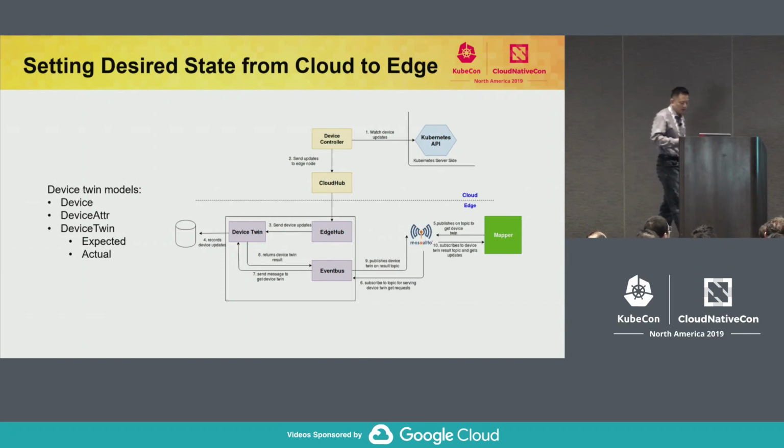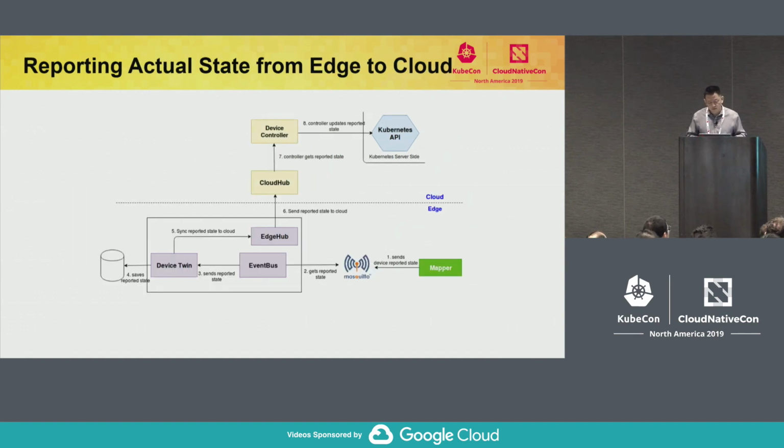So definitely pay attention to the asynchronous nature of this operation. And similarly, for a set of actual status, for example, your device status changed by itself, the same routine of going through MQTT pipe and updates the device twin and then gets put up to the Kubernetes.